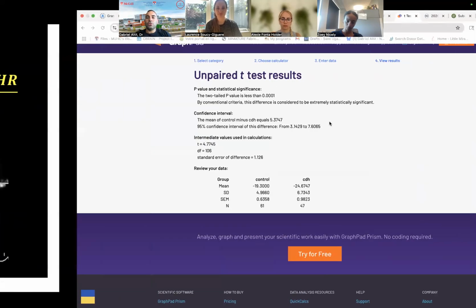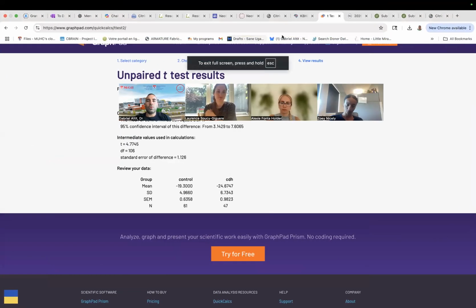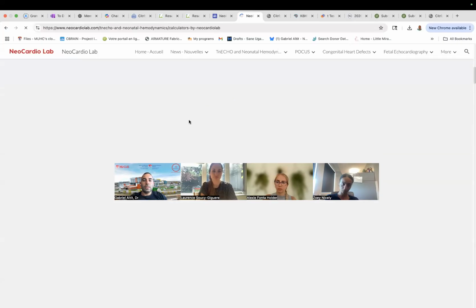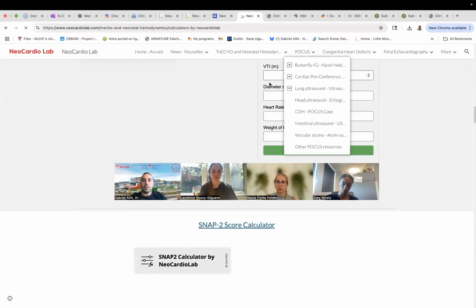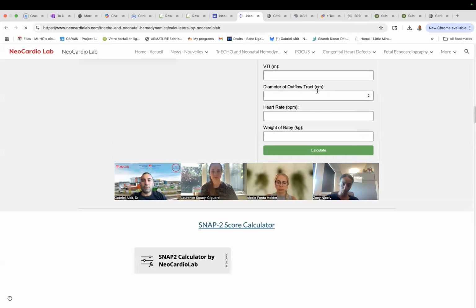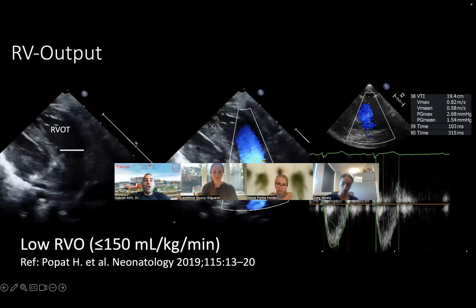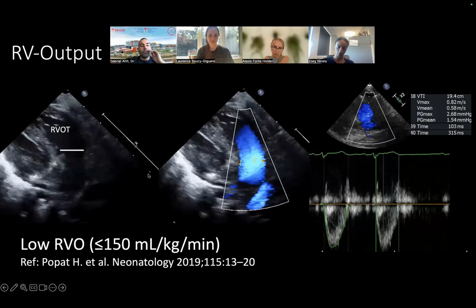If you go into the NeoCardiolab website and you go into the calculators, which are here, you will see that there is a nice calculator for cardiac output. Just make sure you have the right units, and then it will calculate it for you. And that's another example here of the calculator. Because you can do this for LVO, you can do this for RVO as well.